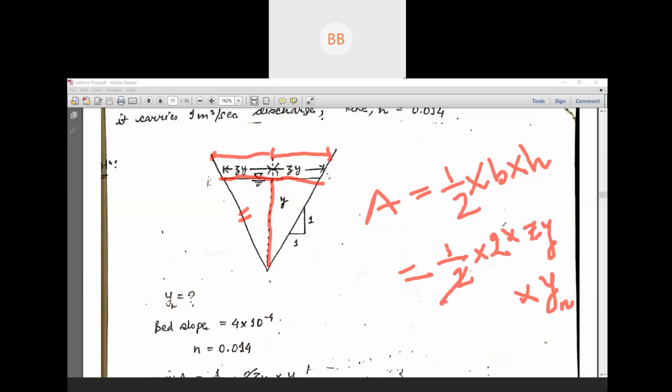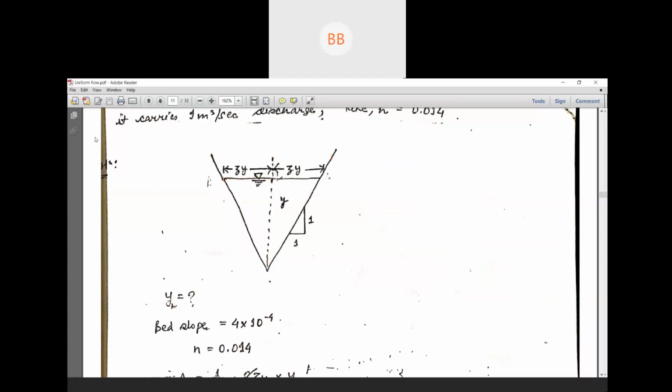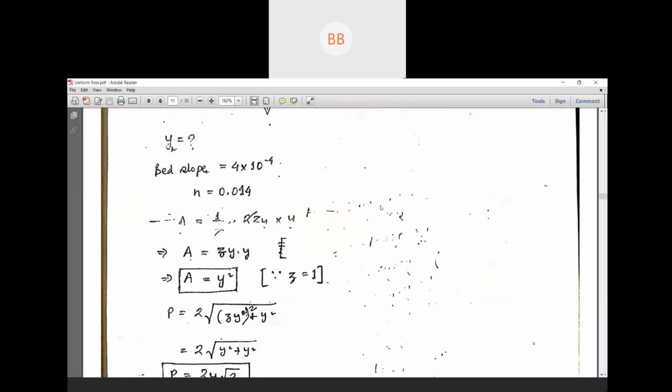So this 2 and 2 cancel out. Z is equal to 1, we have already discussed about it. So we substitute Z equal to 1 and get area equal to y square. So in place of area we can write y square in this numerical. Since Z is equal to 1, we can write A equal to y square.